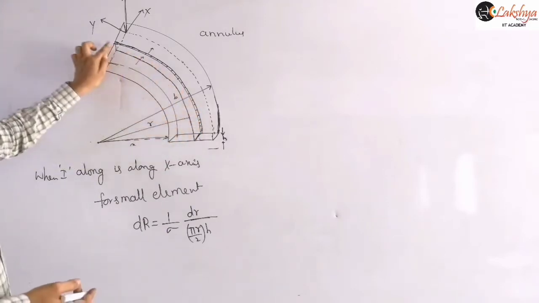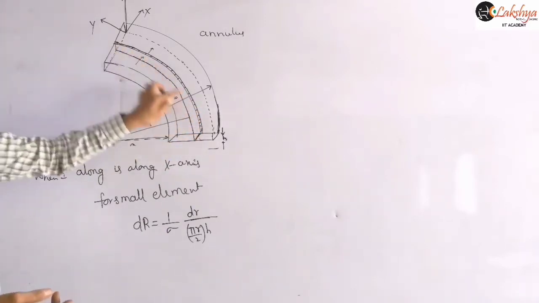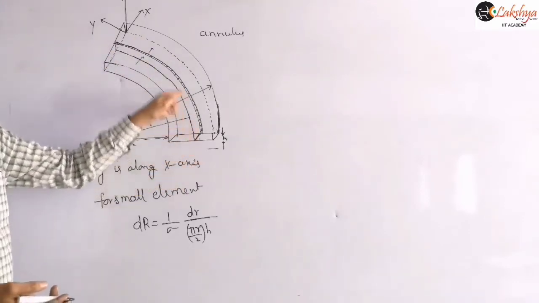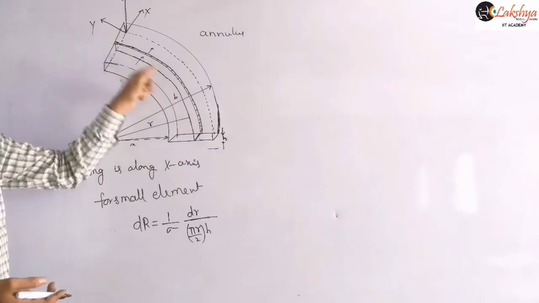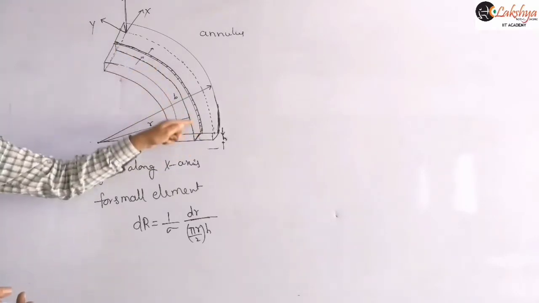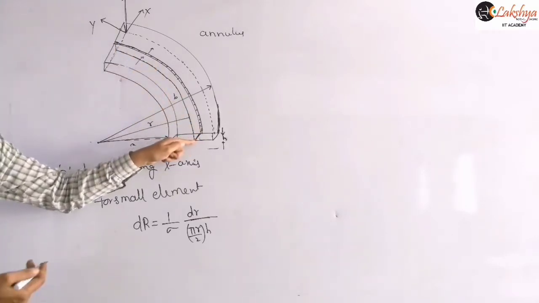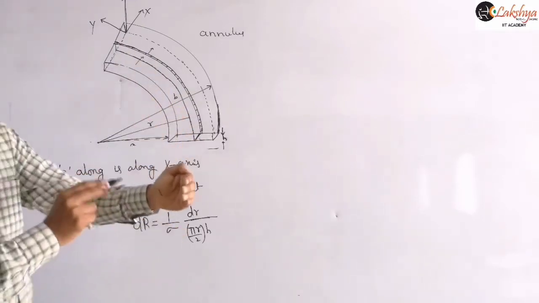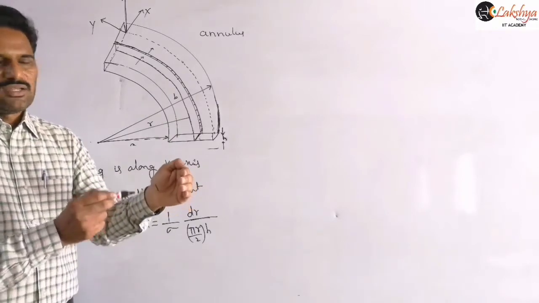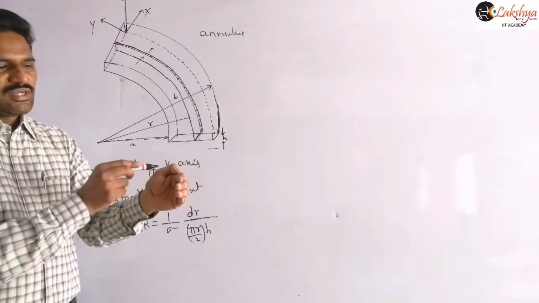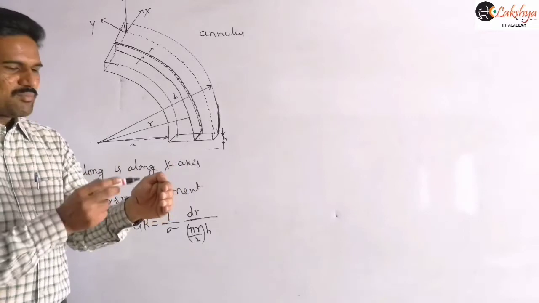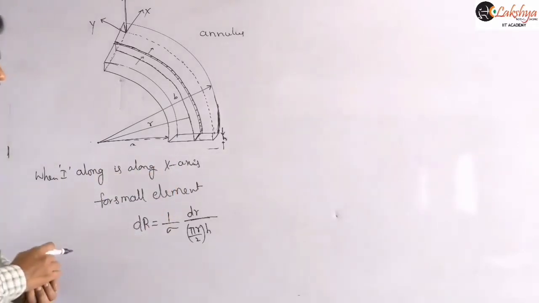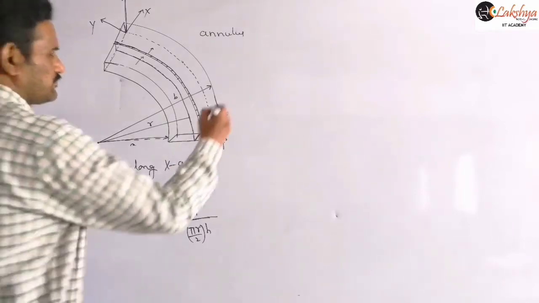So, this length is a 1/4 of the circle, because this annular disc itself is 1/4 of the disc here. And this is 1/4 of the circle, and the total circumference is 2 pi r. So, it is nothing but 2 pi r by 4, that means pi r by 2. So, if I am taking an element like this, then this length is pi r by 2 and this height. So, then you will get this area here, right? Then you can simplify this.